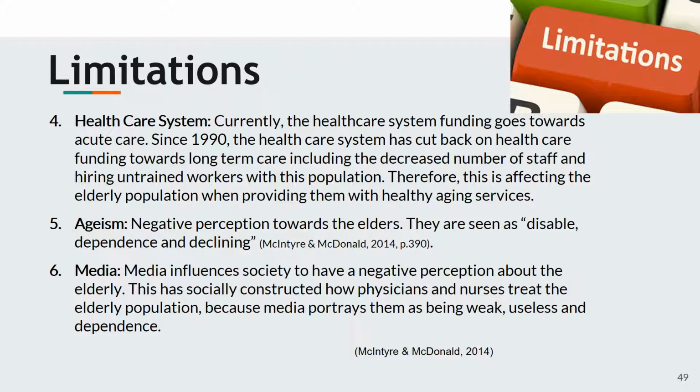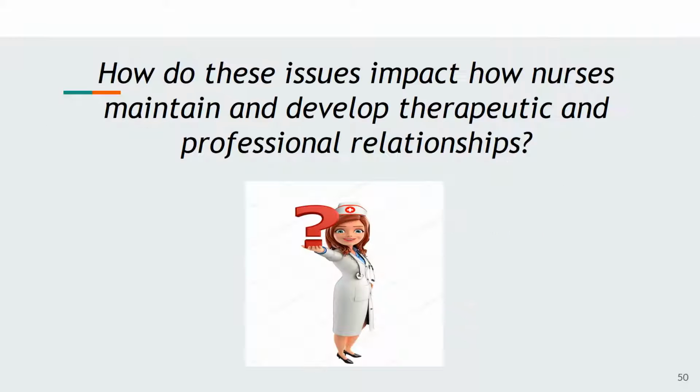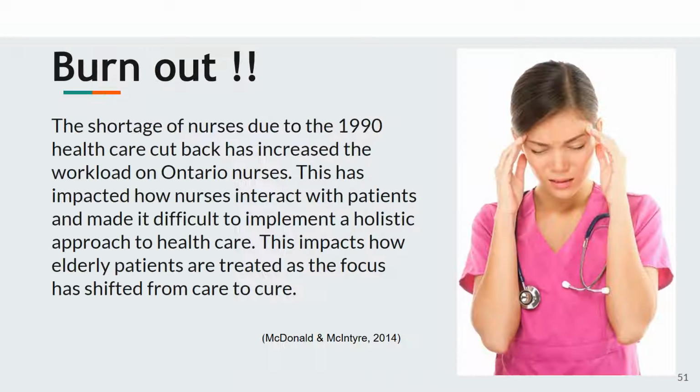Fifth limitation would be ageism. Negative perception towards the elders. They are seen as disabled, dependent, and declining. And the last, media. Media influence society to have a negative perception about the elderly. This has socially constructed how physicians and nurses treat the elderly population because media portrays them as being weak, useless, and dependent. So, how do these issues impact how nurses maintain and develop therapeutic and professional relationships?